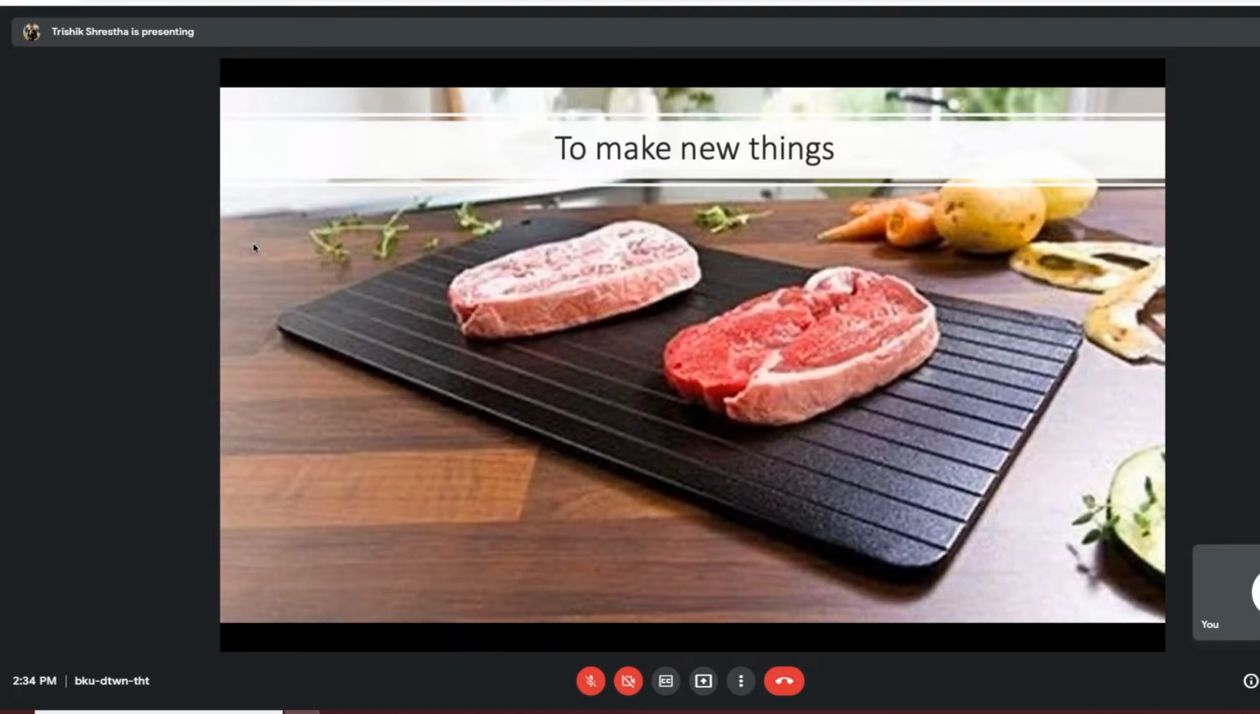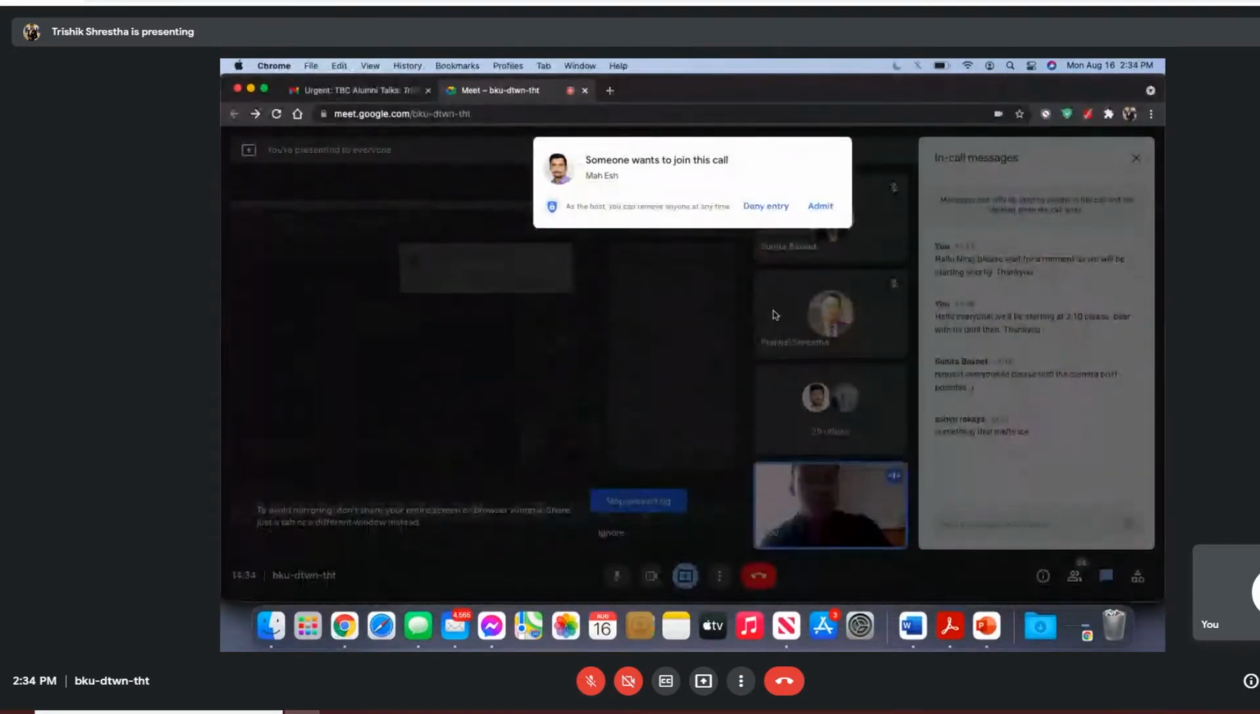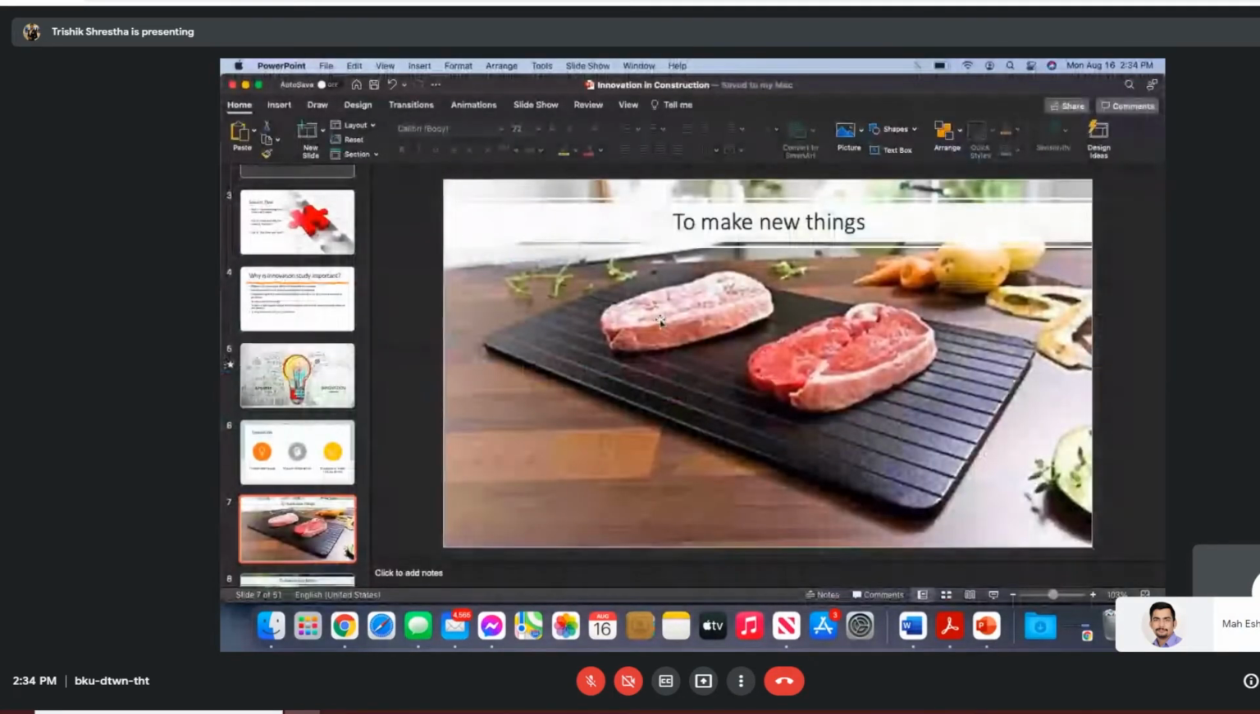No electricity required. You don't need to put it outside in the sun. It just works in normal room temperature, and it works faster than the slab of meat just placed outside in the room temperature. The product was demonstrated by putting a slab of meat outside on the table at room temperature and a slab of meat being placed on this thawing board, and it in fact thaws out that frozen item much quicker than the one being placed in room temperature.